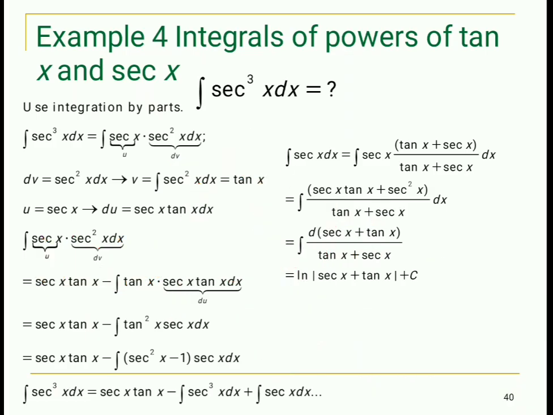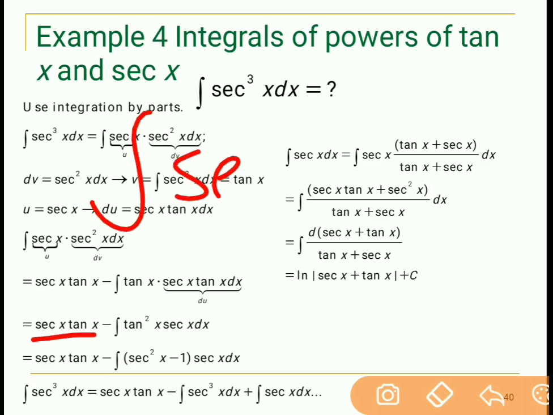Further, the third step, it can be written as what? This is the second step which I have told you, that integration of sec square x will be converted into tan x. So we have sec x into tan x minus integration of sec x into tan square x into dx. Now we have sec x tan x minus integration of sec x into tan square x into dx.